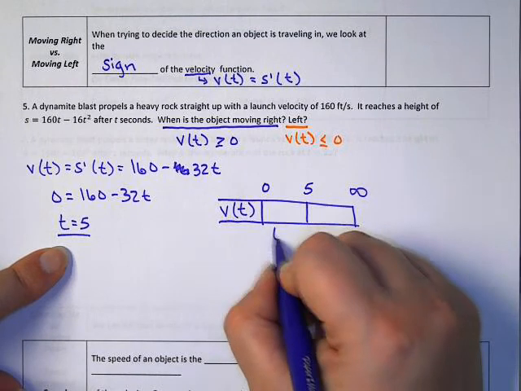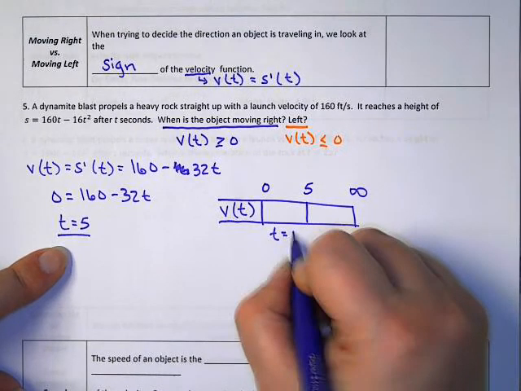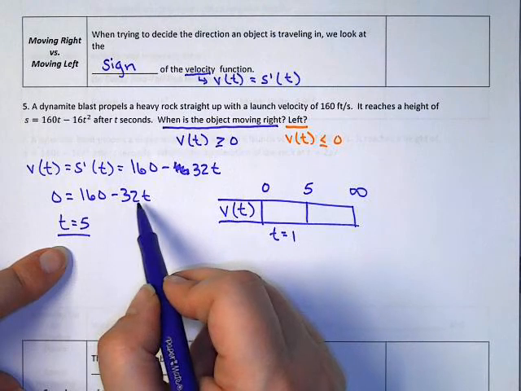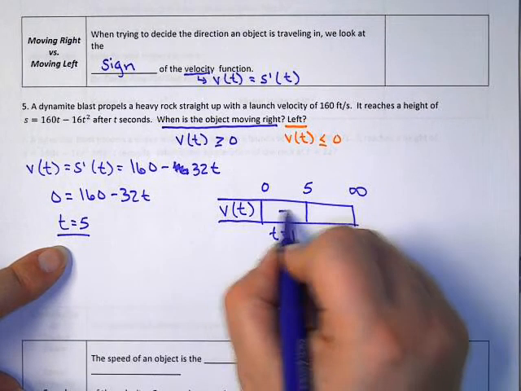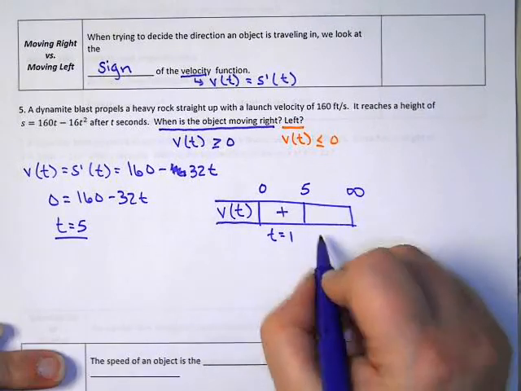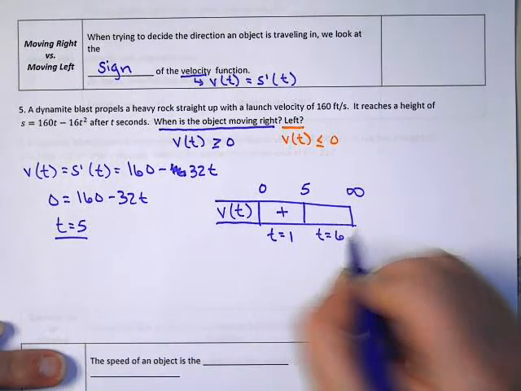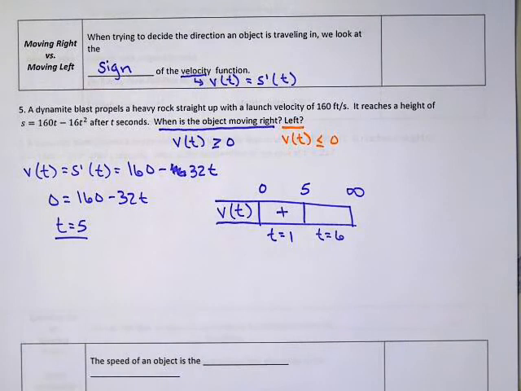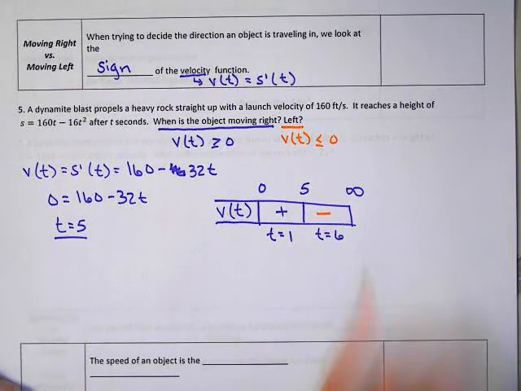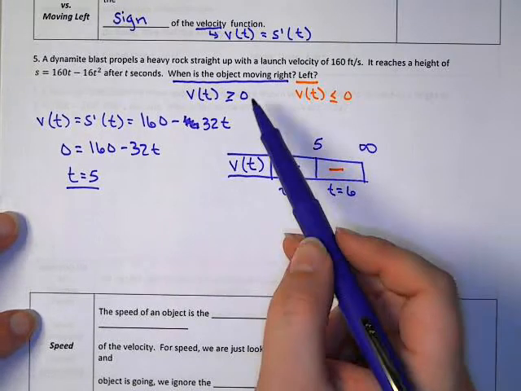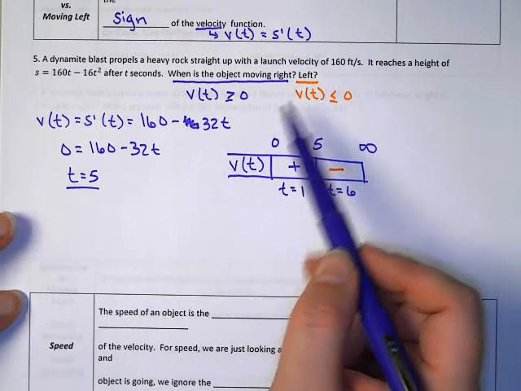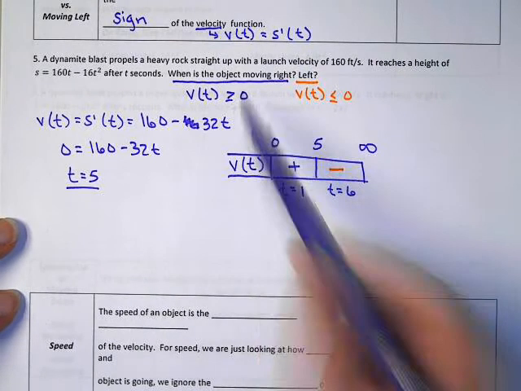If we plug a 1 into this velocity function, we know that it's going to be positive. And then let's plug in t equals 6. If I plug that into my velocity function, I know that it's going to be negative. So now looking at this, I can figure out when the object is moving to the right or to the left, because if velocity is positive, it's moving to the right.